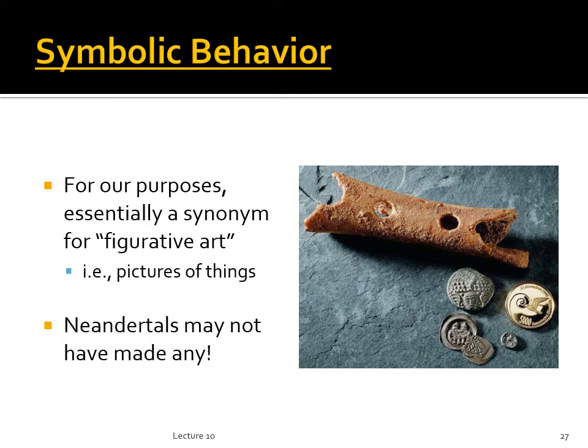That bird bone flute may be the earliest example of music making, another kind of art, or it may just be a bird bone with a couple little holes drilled in it. Neanderthals do seem to have made some beads and jewelry, but nothing representational, no pictures of things. Your textbook, figure 10.22, shows a shell pendant that was probably painted.